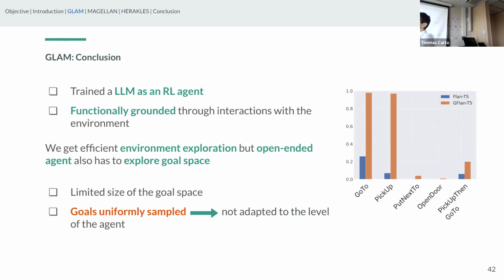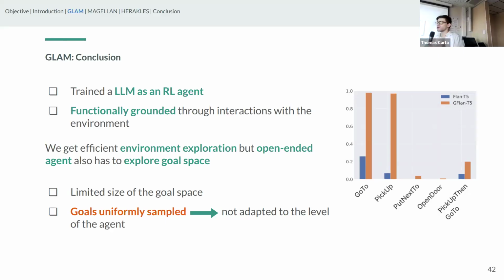However, exploration of the environment is not the only thing necessary for an open-ended agent. It also needs to explore the goal space. And here, the goal space is of a limited size, and the goals, crucially, are uniformly sampled, and thus they are not adapted to the level of the agent. You can see that here, at the end of the training, goals like go to and pick up are mastered, but they are sampled as much as the other goals.